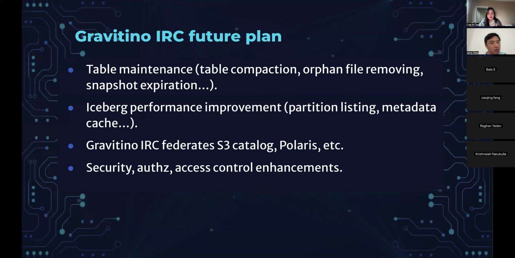Another thing is that we will continue to federate more different catalogs like S3, Polaris, the Keeper, and others, to make sure that the Gravitino Iceberg REST catalog is the centralized place for users to access. And for security, authorization, access control, and authentication, we will continue adding more customizable features for users to easily adopt their own methods and solutions. Yeah, I think that's from my side, Lisa.